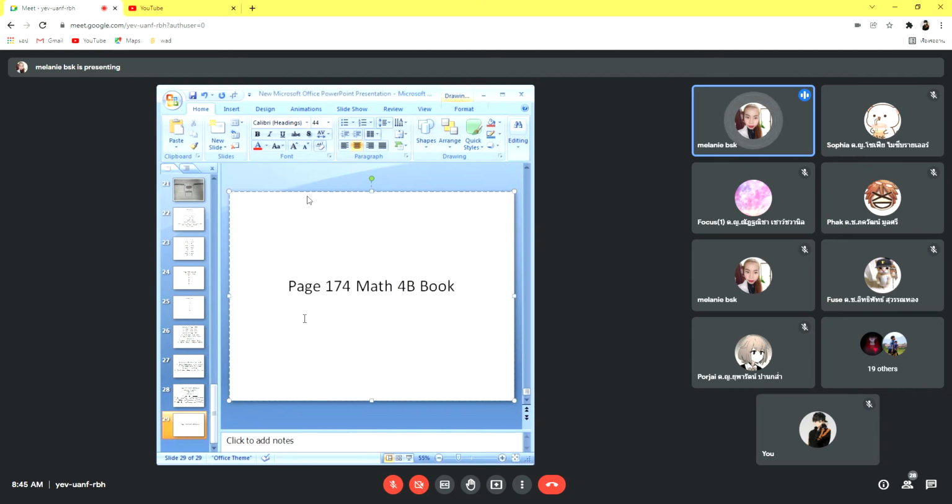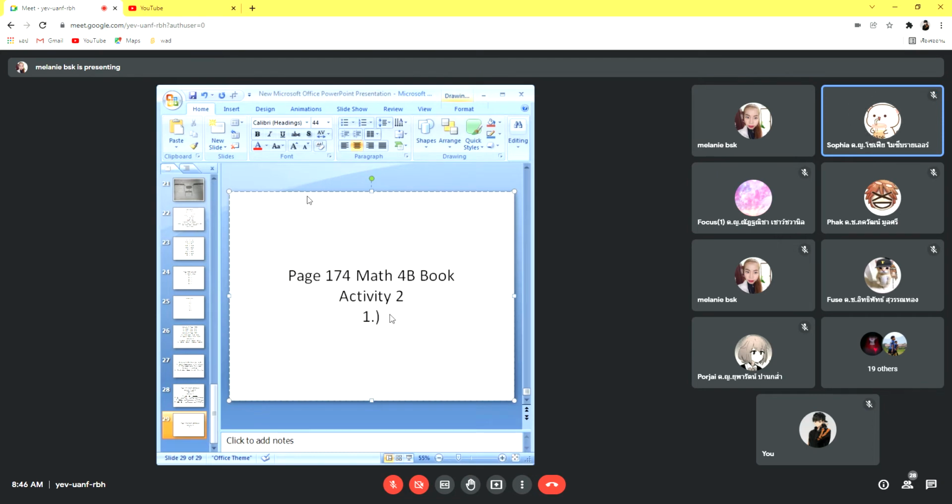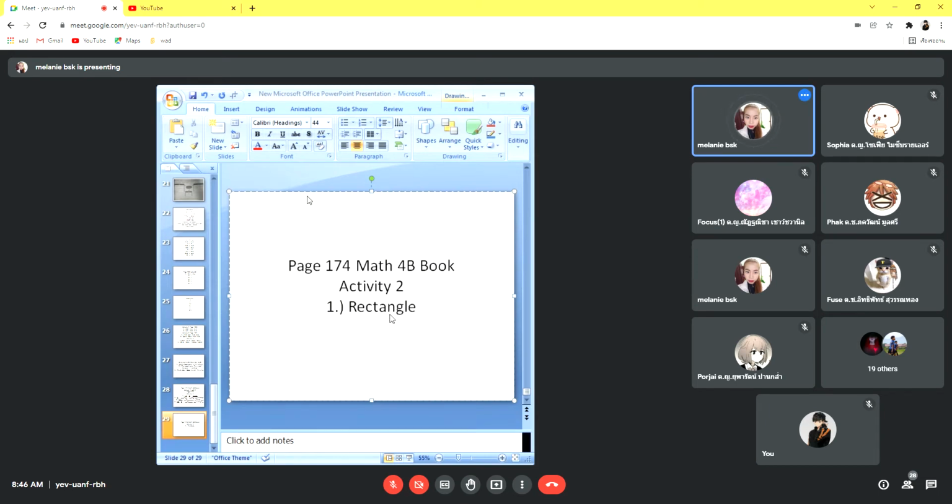Okay, so we have activity number 2, children. Activity 2. So we have number 1. Number 1, what is this? Is it a rectangle or a square? A rectangle. Okay, so number 1 is a rectangle. We're going to write it in big letters. Okay, how about number 2? No, do not answer. 3 and 4, that would be your turn.